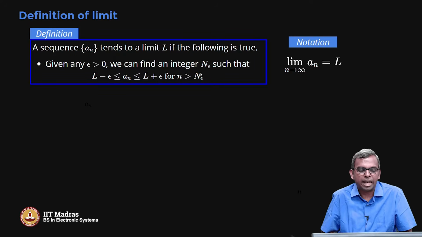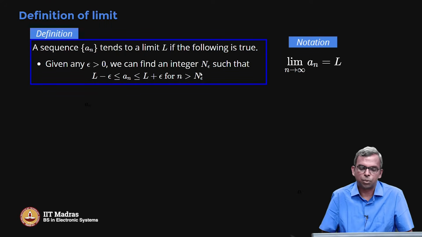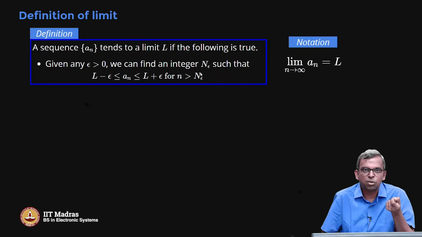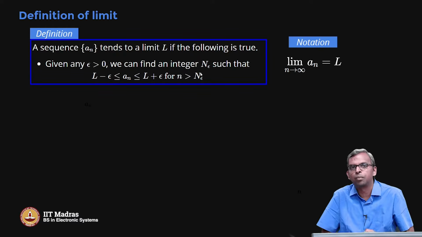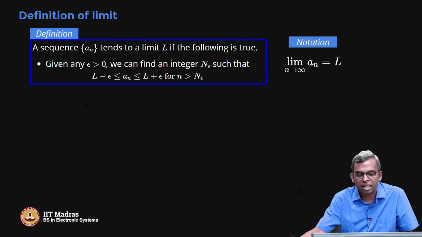Okay, a sequence a_n tends to a limit capital L, where capital L is some value, if the following is true. What is that following? Given any epsilon greater than 0, think of epsilon as a small value, 10 power minus 3, 10 power minus 6, a very small value, 0.1, 0.01, 0.001. Given any small value, I can find an integer, capital N subscript epsilon. What does that mean? This is an integer and it can depend on epsilon. So if I give epsilon as 0.1, I might give you one integer. If I tell you epsilon is 0.01, I might give you a different, larger integer.